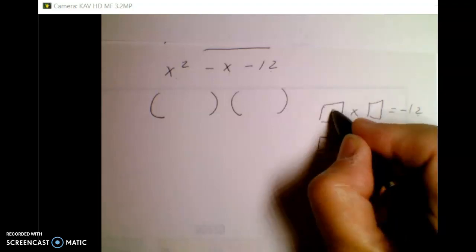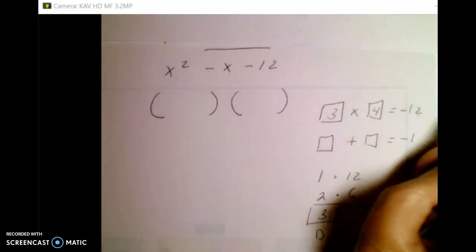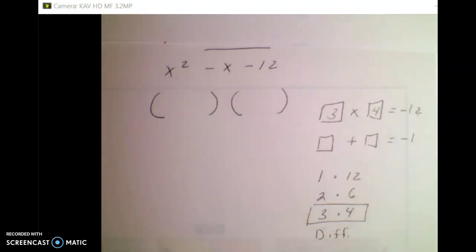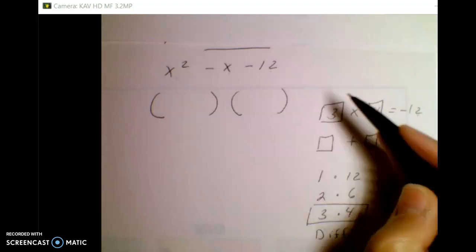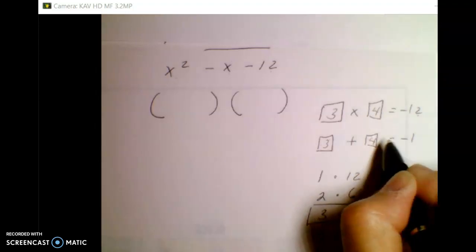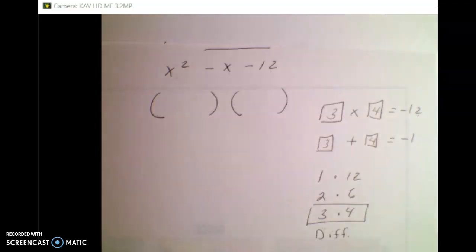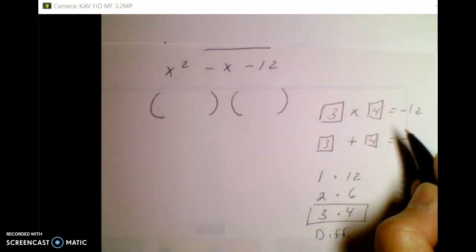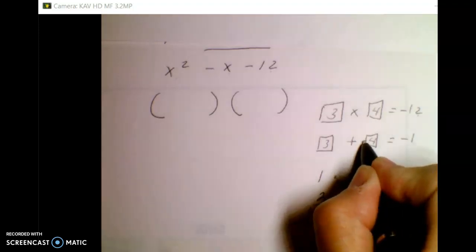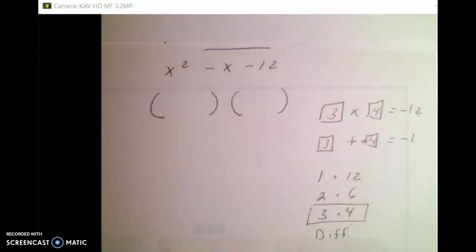If I come up here and I put in a 3 and a 4, I still have to figure out which one of them is going to be positive and which is going to be negative. And I come up here and I put a 3 and a 4. Well, which is going to be positive and which is going to be negative? For my answer to be negative, this must be negative. That 4 has to be.